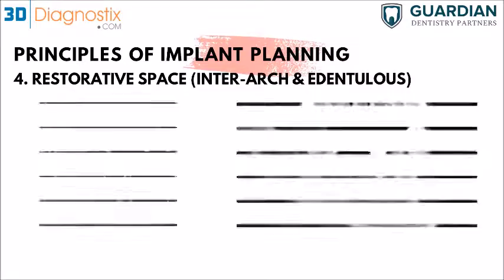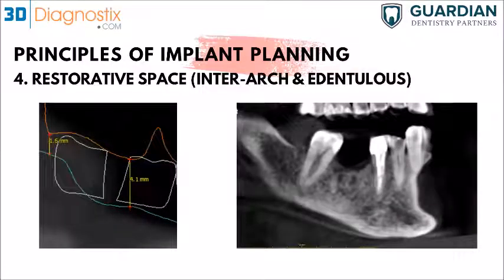So another thing you need to take into consideration is the restorative space. And we're going to talk about the vertical restorative space and the mesiodistal restorative space. On the left-hand side, this is an example of an edentulous site, a missing tooth, where we placed a tooth in the virtual wax-up. With the help of the opposing and the bite, it gave us the means to measure the inter-arch space. And you can see that, especially on the distal, we've got around 1.5 millimeters of inter-arch space.